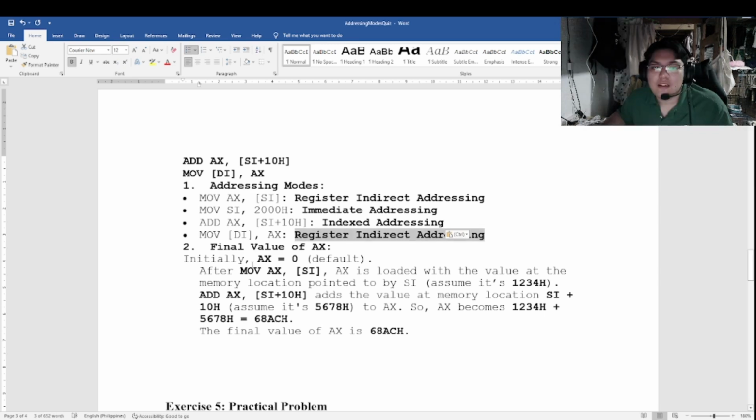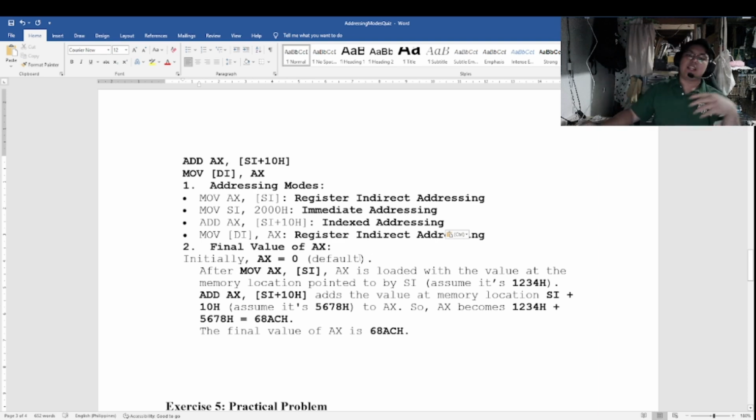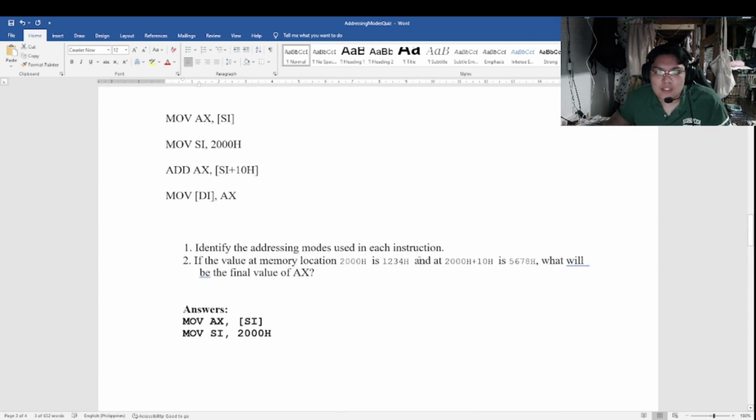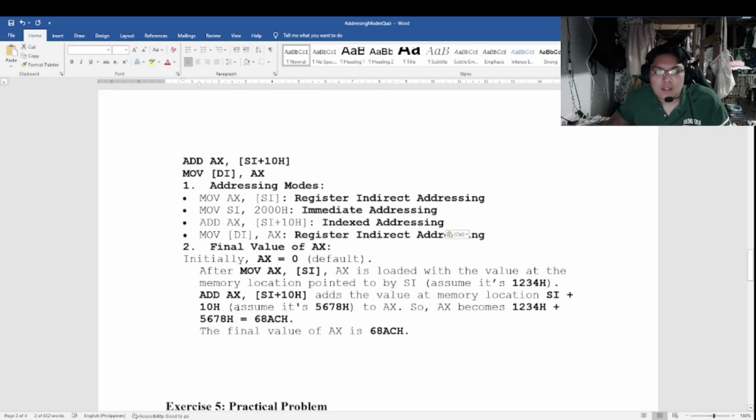And now lastly, for the calculation of the final value of AX. Initially, AX is 0 by default since we haven't calculated it yet. So after MOV AX, [SI], AX is loaded with the value at the memory location pointed to by SI. Assume it's 1234H because that is the given. And now we're going to add AX, [SI+10H].